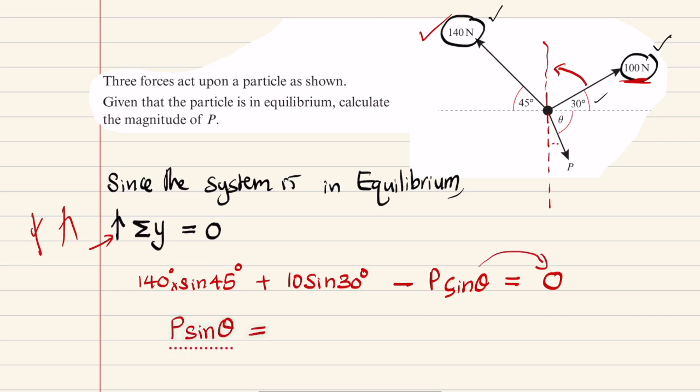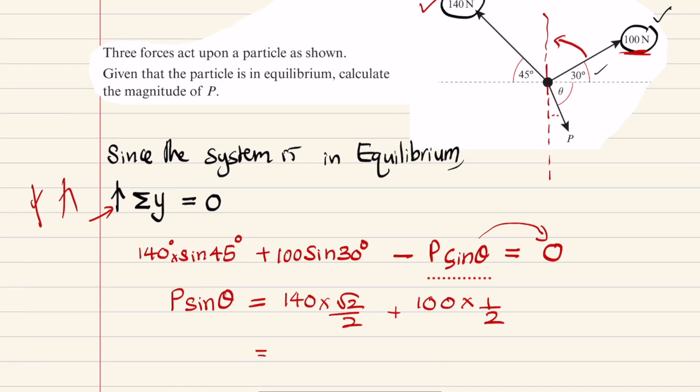I'm rewriting it, taking P sine theta to the left, and the rest will be 140 sine 45, which is root 2 over 2, and 10 sine 30, it's not 10 actually, it's going to be 100. Not a mistake, it will be 100 sine 30. Sine 30 is going to be half. So try to simplify. My answer is going to be 70 root 2 plus 50, which is the vertical component of this P force.